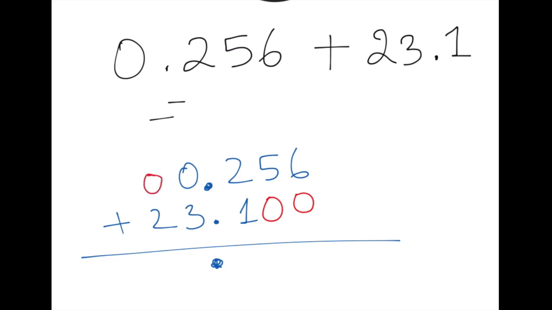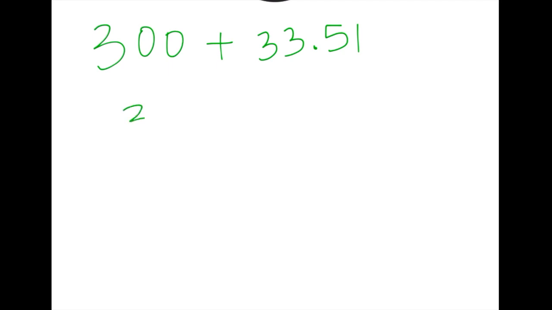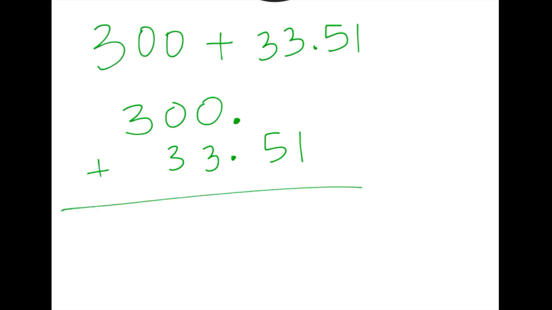You also have to make sure that all of these numbers are lined up top and bottom. 6 plus 0 is 6, 5 plus 0 is 5, 2 plus 1 is 3, here 0 plus 3 is 3, I have 2. So the answer is 23.356. How about a decimal point and the whole number? Well, every whole number has a decimal point at the very end. So you have 300, then you have 33.51. You add. But then again, remember, I can put 0 here for the placeholder.